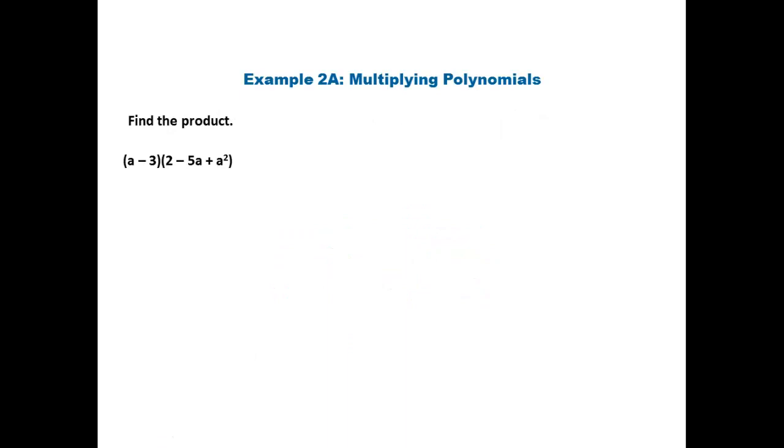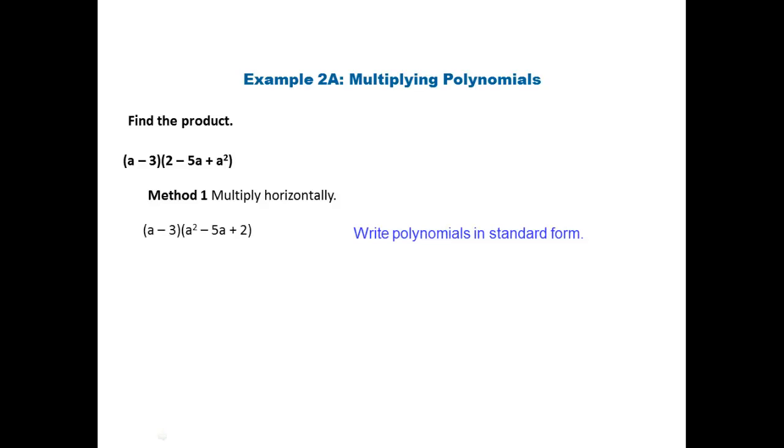Okay, so here we go with our binomial times our trinomial. We're going to multiply these horizontally. You can multiply them vertically, but we're not going to look at that in this section. So first thing we want to do is write the polynomials in standard form. Next, we're going to distribute the a term, and then distribute the negative 3.